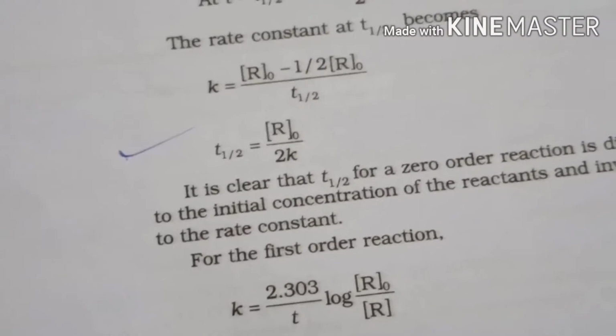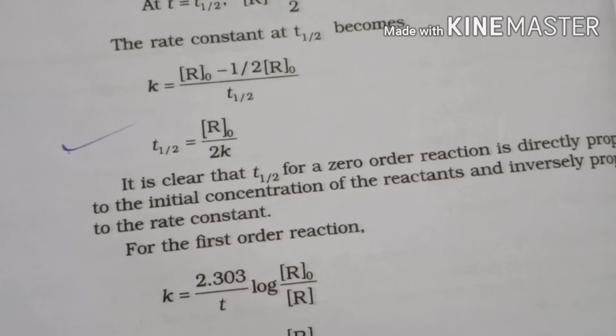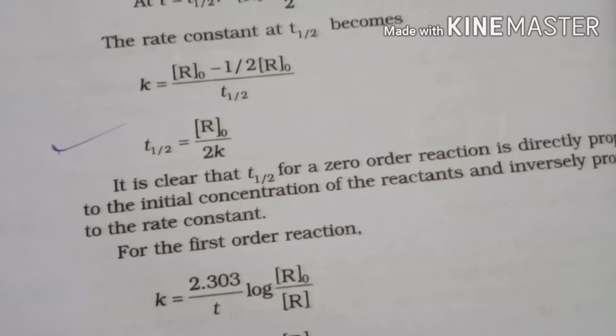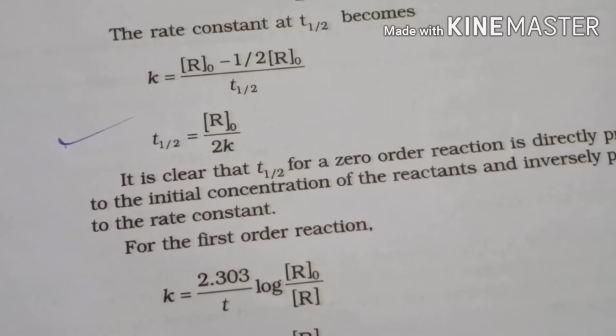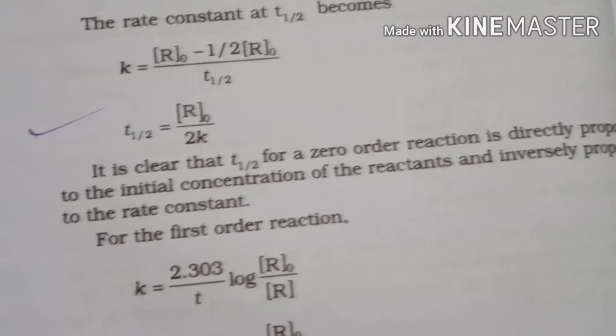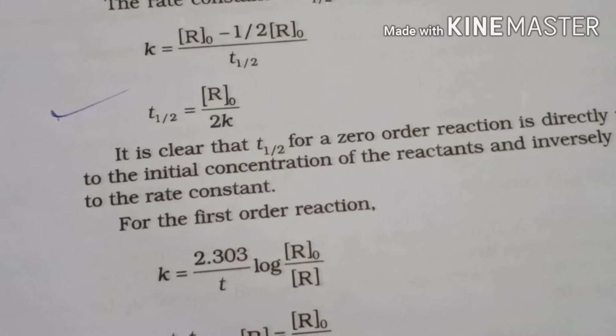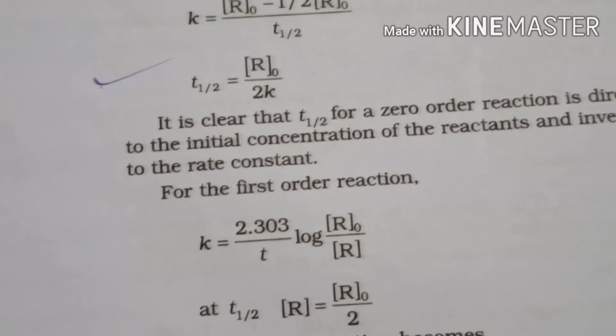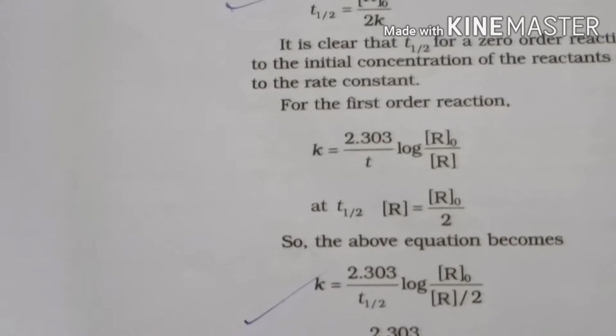T half for the zero order reaction is directly proportional to the initial concentration, as R naught is here in the equation, the initial concentration of the reactant, and inversely proportional to the rate constant K. We can say like this. Now let us see about the T half for the first order reaction.